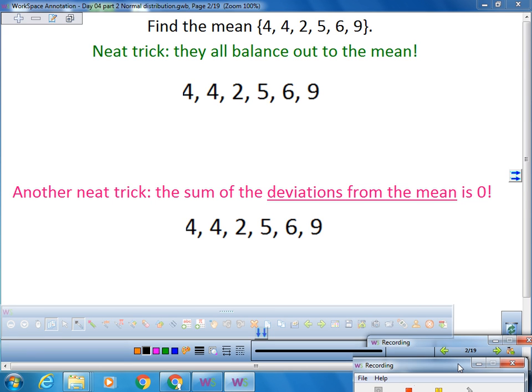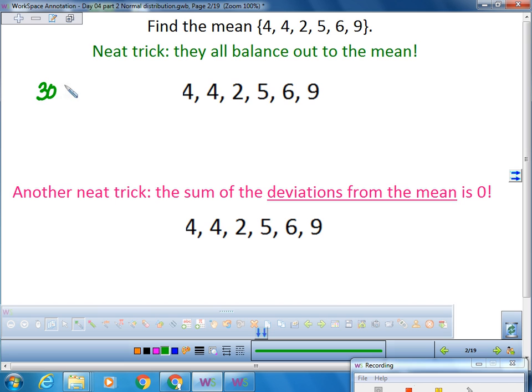Somebody have the mean for me. 5. How did you figure that out? Add them all up and divide by 6. So how much was it? 30. And you divide it by 6.